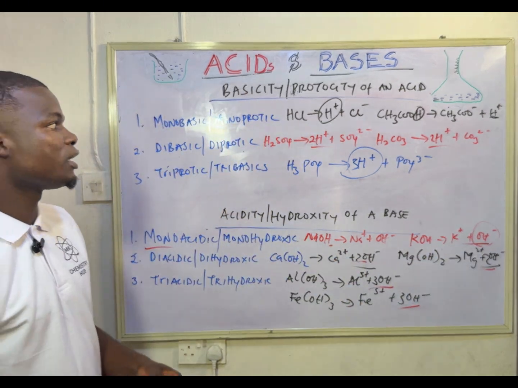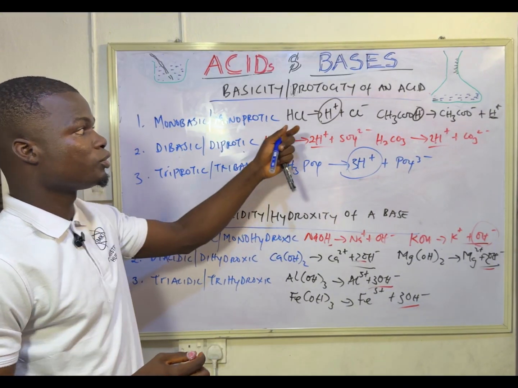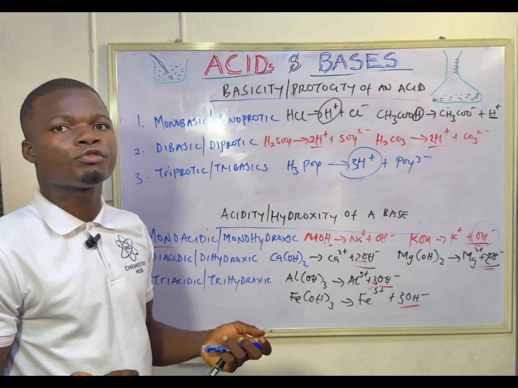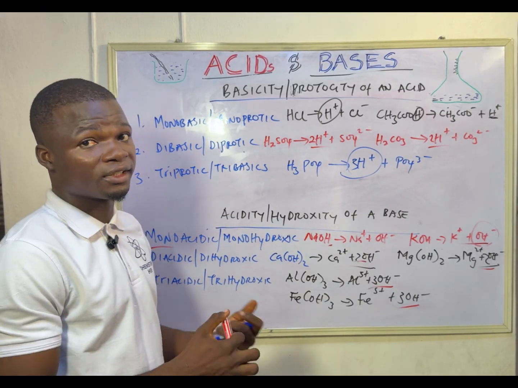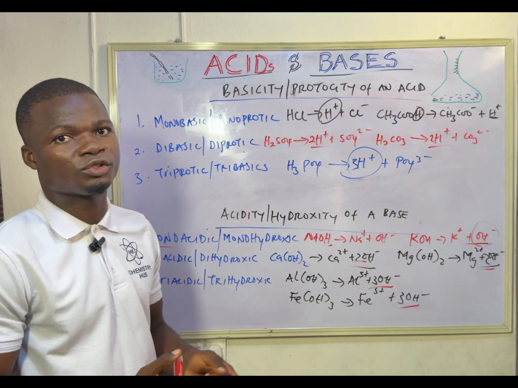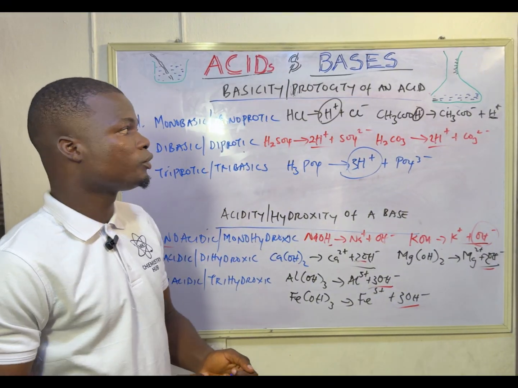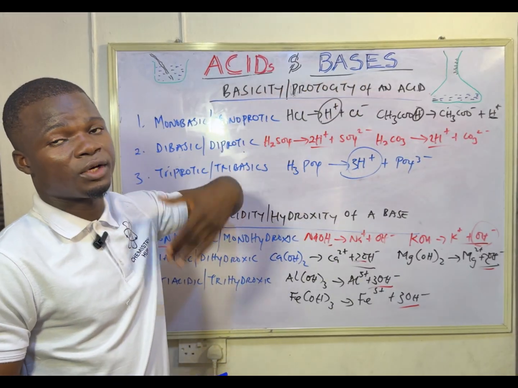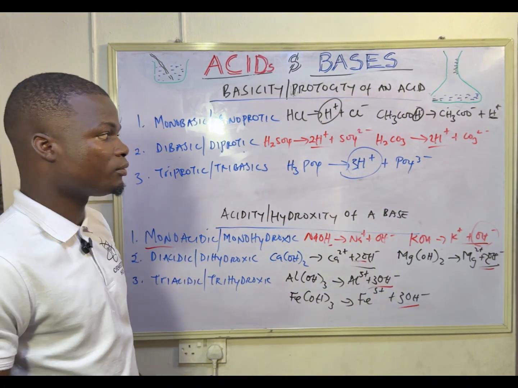Now, one beautiful thing about this is that the concept of basicity or protonicity of an acid will determine the kind of salts that such an acid can produce. We have different types of salts. We have normal salt, acid salt, and basic salt. So in our subsequent classes, when we look at salts, we are going to look at how the basicity or protonicity of an acid affects the kind of salts that each of these acids can produce.